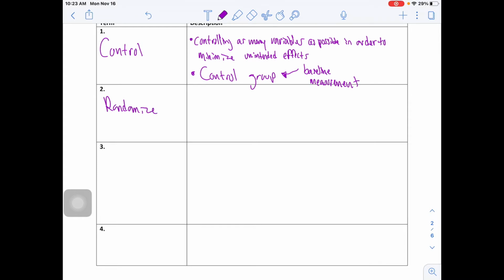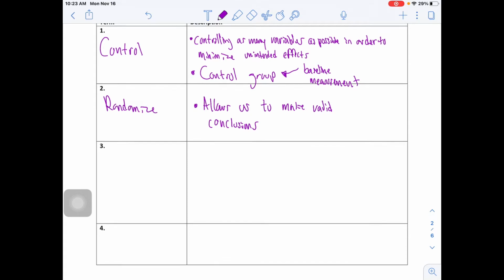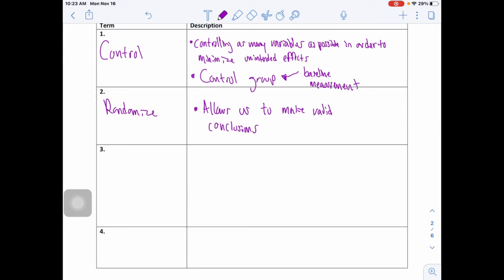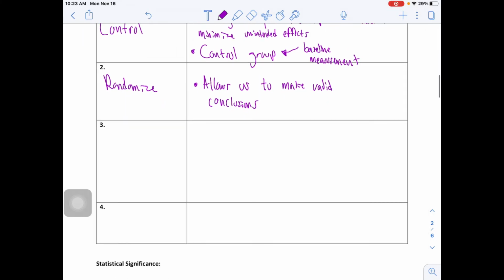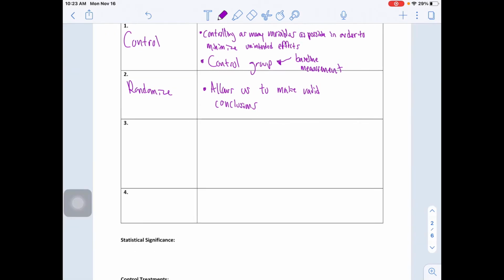Next thing we want is randomization. Using this allows us to make valid conclusions. So once we have, let's say, 50 experimental units, and we're going to make an experiment, and I have 2 groups of 25, it's important that you randomize which participant goes to what group. So randomization will allow us to make valid conclusions. All right, so we want to control things, and we want to make sure things are random.